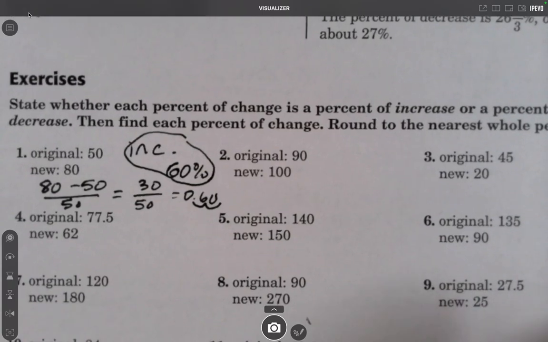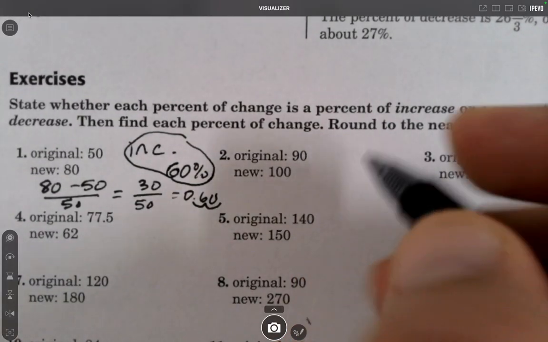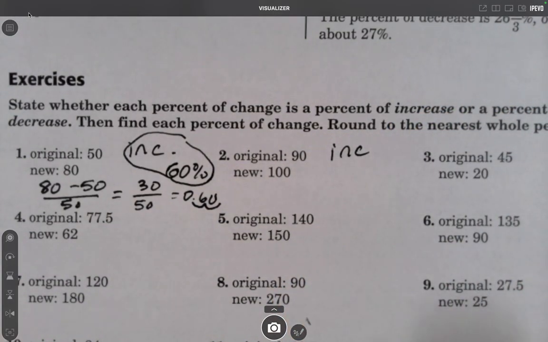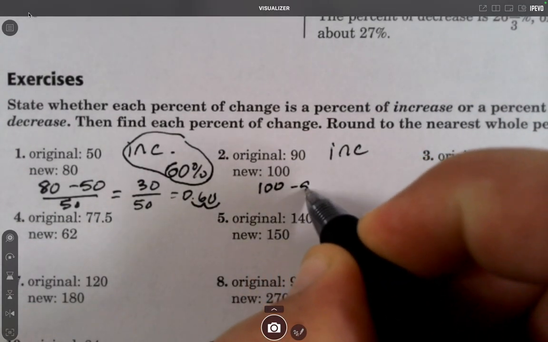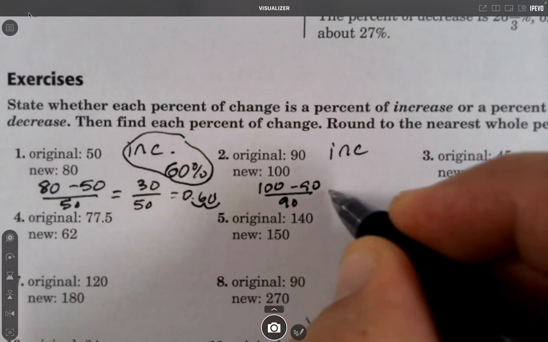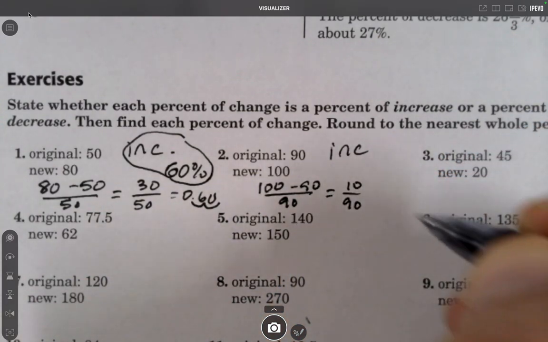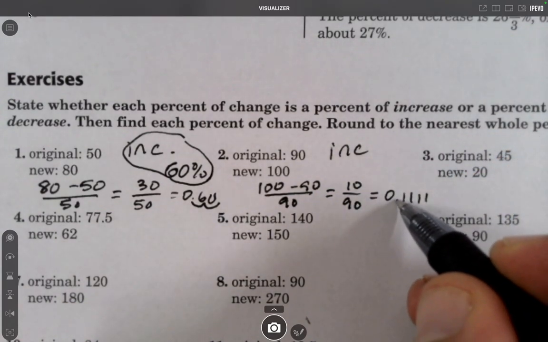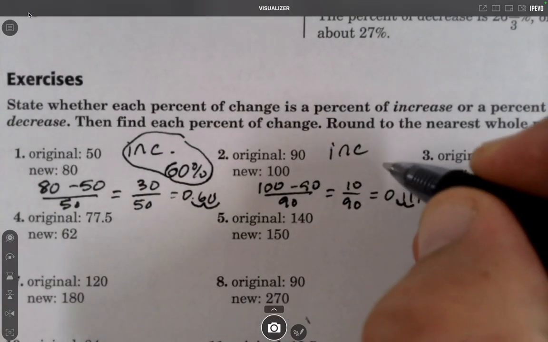Okay, on number 2, the original is 90, the new is 100, so it's gone up, so it's also an increase. You just gotta remember, new minus old over old. We get 10 over 90, which gives you 0.1 repeating. So you move the decimal over 2 spots, and like they said, round to the nearest whole percent. So we'll just say it's 11%.